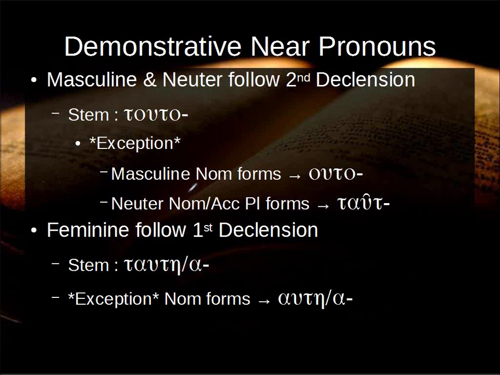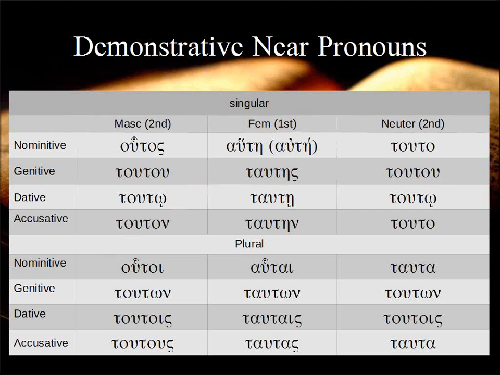All right, so let me show you what this all means basically in a chart. And so the following chart is the demonstrative near pronouns, okay? So let me begin with the masculine and neuter. Like I said, the majority of them have that tau, omicron, upsilon, tau stem, even in the plural. The difference, however, is the nominative masculine, where we have the omicron, upsilon here. Oh, and by the way, I would like for you to know that there's a rough breathing over it. So you've got to add that H in front of it. So it's hutos, hutos, not utos, but hutos, hutos, okay? Same over here, hutoi, all right?